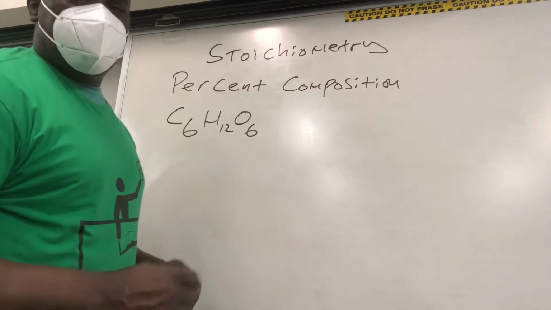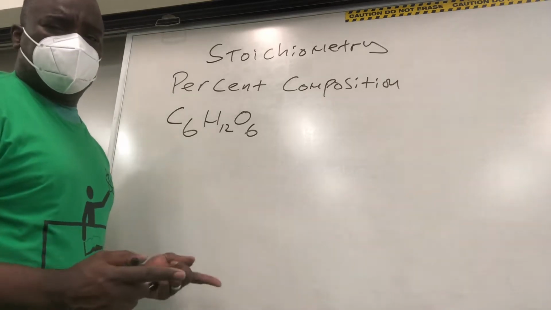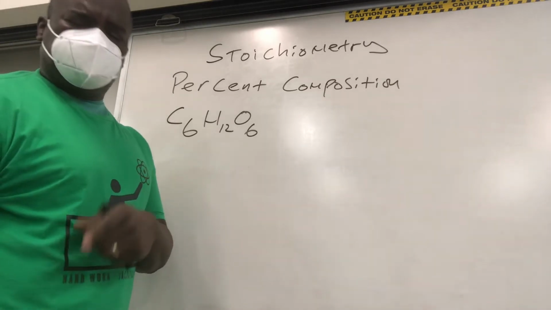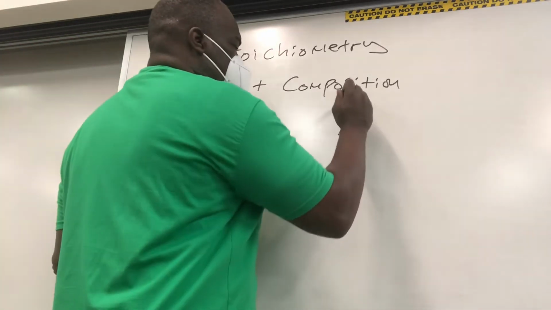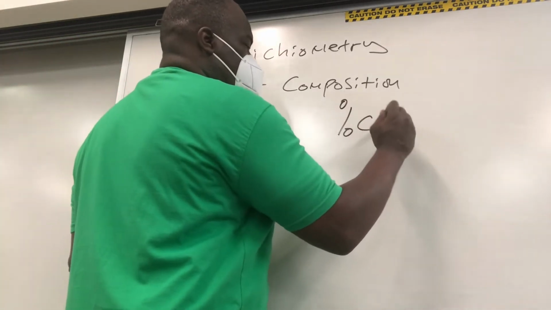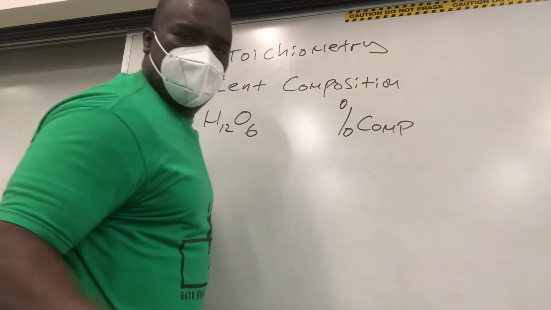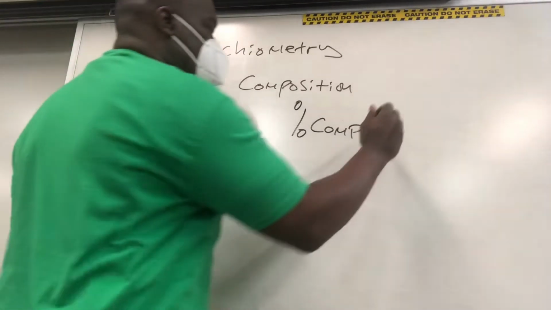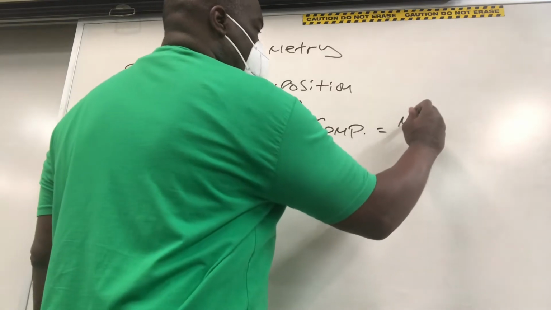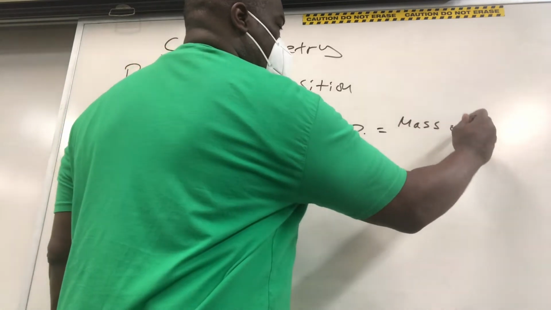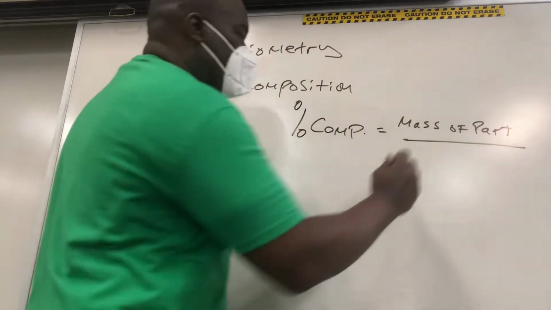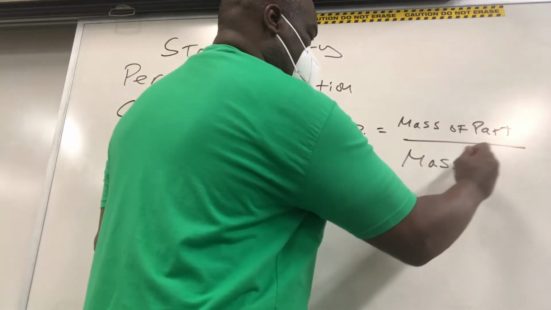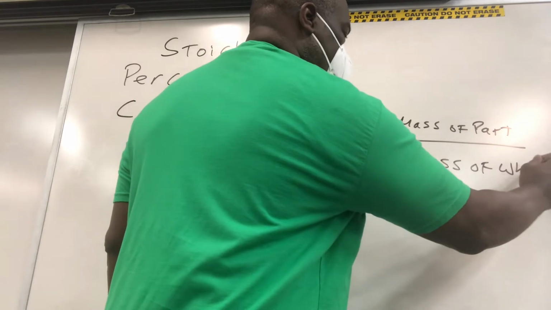So here's what you do. Anytime they ask you to find percent composition by mass, you simply look on your reference table, Table T, and you see the formula. That percent composition is equal to the mass of part over the mass of the whole.